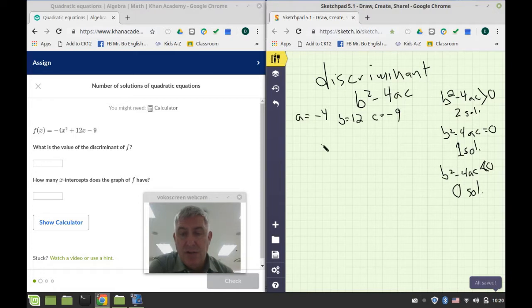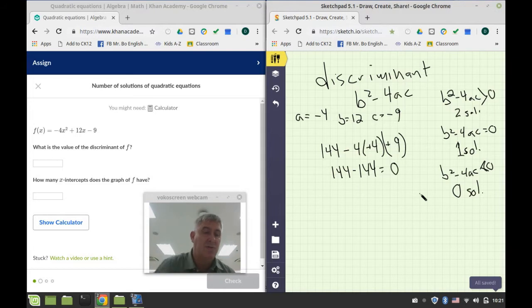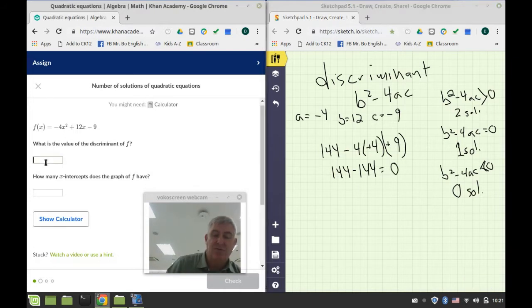Okay, and b squared, 144, is 12 squared, minus 4 times negative 4 times negative 9. And let's see, those are going to cancel out. I still have a minus here, so 36, 120, 144. 144 minus 144, so the discriminant is 0. So the value of the discriminant is 0.